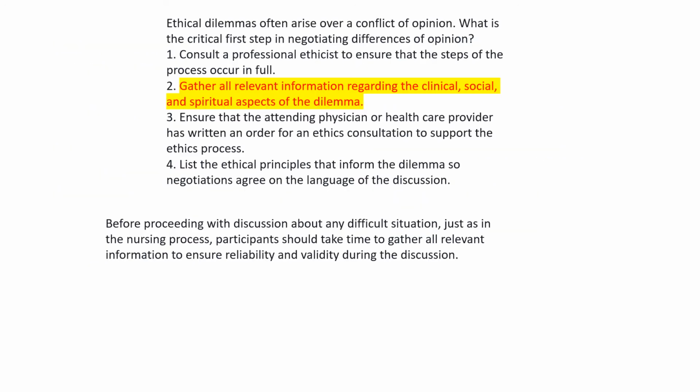Answer 2. Gather all relevant information regarding the clinical, social, and spiritual aspects of the dilemma before proceeding with discussion about any difficult situation. Just as in the nursing process, participants should take time to gather all relevant information to ensure reliability and validity during the discussion.